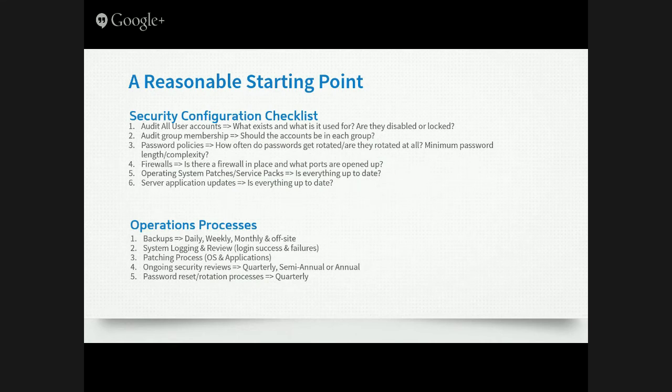The first one is that you want to have some sort of a configuration checklist. These are things that you need to look at on all of your machines. The first one is auditing all of the different user accounts. Take a look at all of the user accounts that are on a machine and figure out what exists, what it's used for, and are those accounts disabled or locked? And if they are, find out why. And that information should be documented someplace.